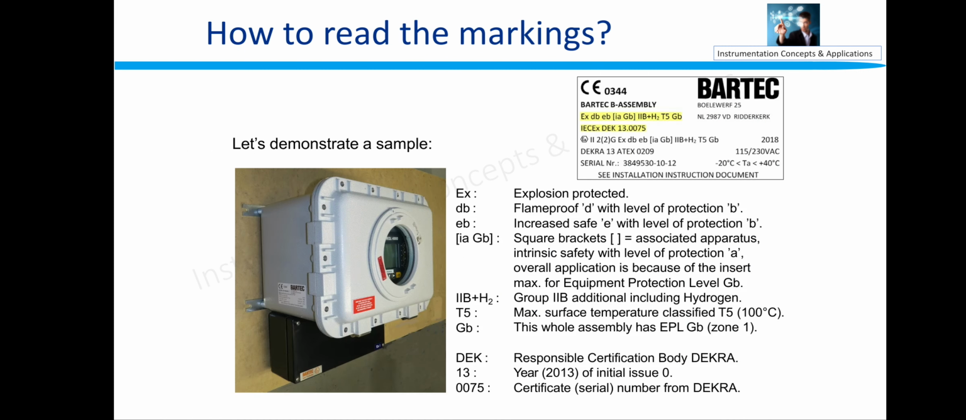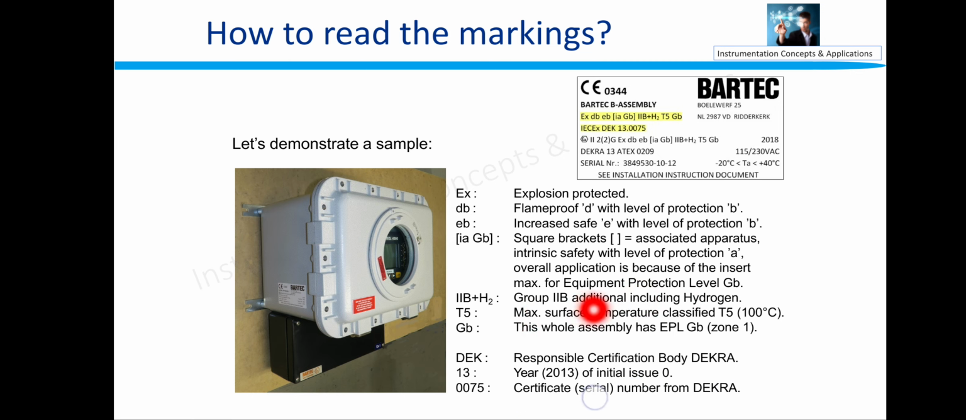Fine. And how to read the marking, let's demonstrate with an example. You can see one marking here. EX means explosion protected, DB means flameproof, D with the level of protection B, which means not very high, it's high, and EB is increased safety with level of protection B. Then [IA GB] in square brackets, associated apparatus, is intrinsic safety with protection A. For the overall application, the equipment protection level is GB.